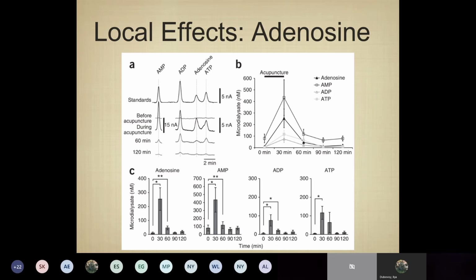But there is quite a lot of interest in adenosine, which shows that acupuncture increases tissue adenosine concentrations, both in rats and humans. In this case, this experiment shows that a period of 30 minutes of acupuncture leads to quite significant increases in adenosine and adenosine precursors through microdialysate at the Zhu-San-Li point on the leg, the one we discussed earlier. This has been shown in humans and mice, although this trial was done in mice.